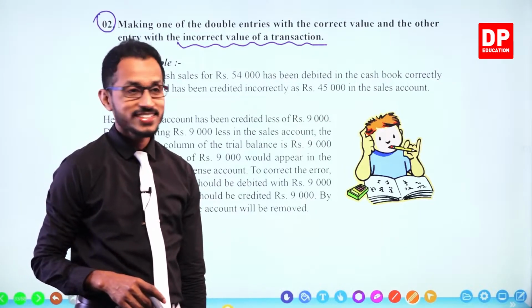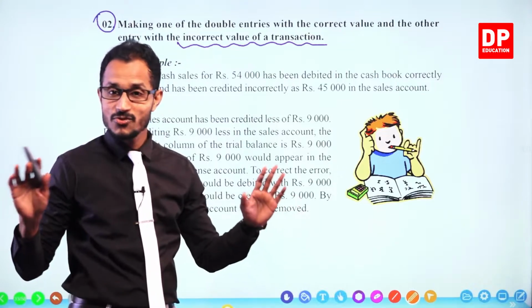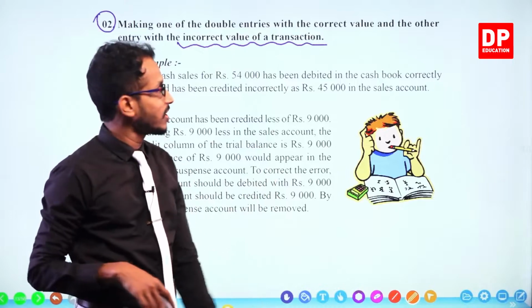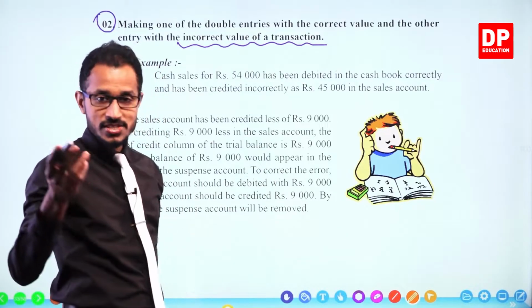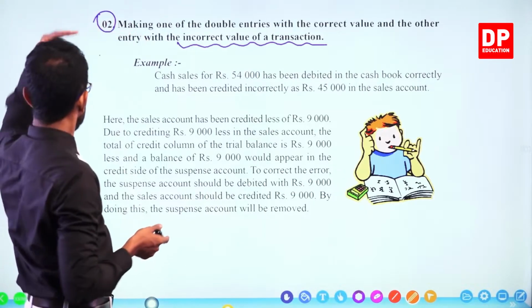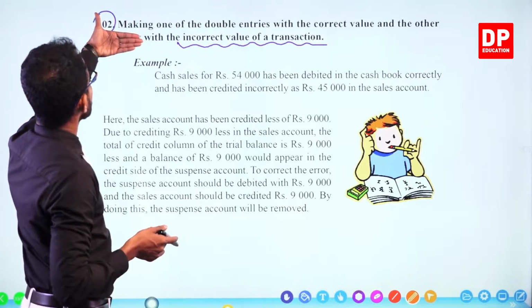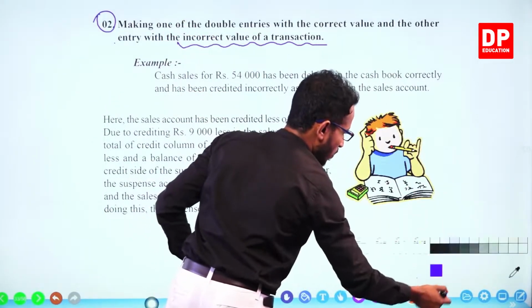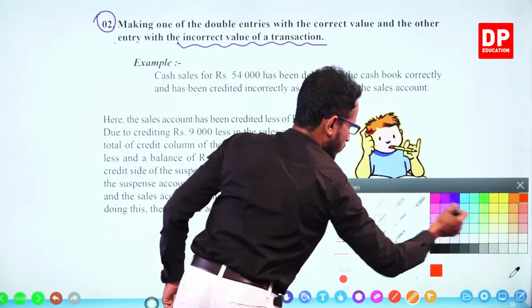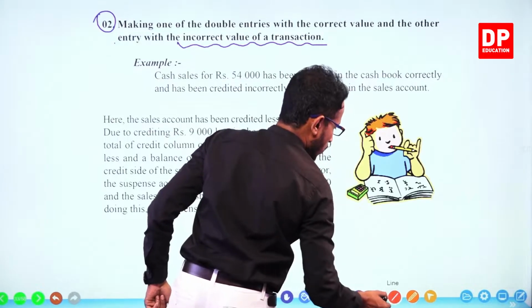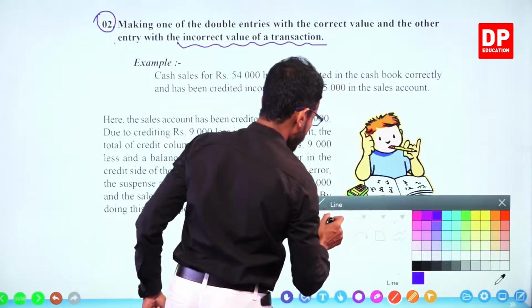What sort of an error is it? It is an error, of course, children. There's no doubt about that. It is a critical error. Just think of it. Making one entry with the correct value. So let's use another color. For the correct value, we'll use blue.